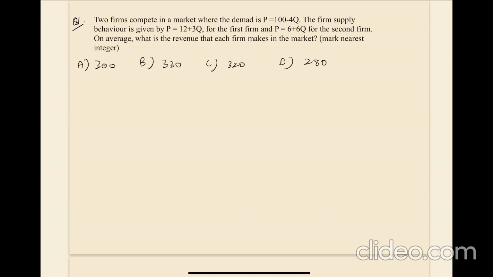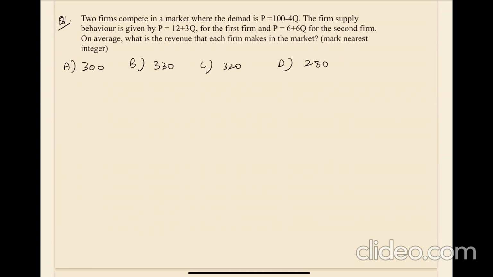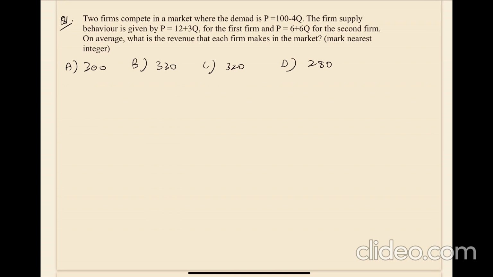So here two firms are given and they're saying that these two firms compete in a market where the demand is this. So this is the market demand. And then the firm supply behavior is given by this. So this is the supply for the first firm and this is the supply for the second firm. Now they're asking on average what is the revenue that each firm makes in the market.